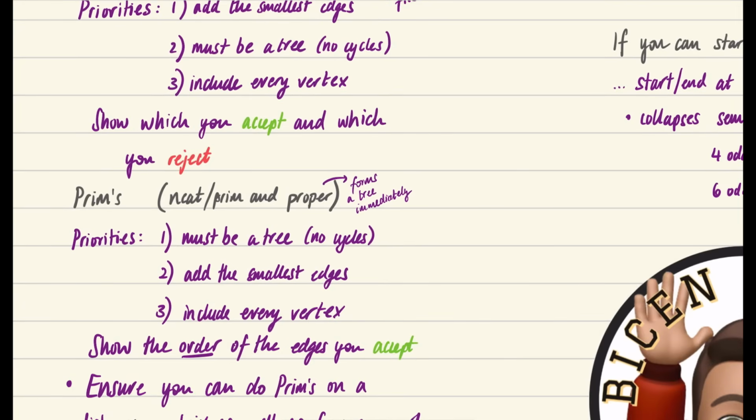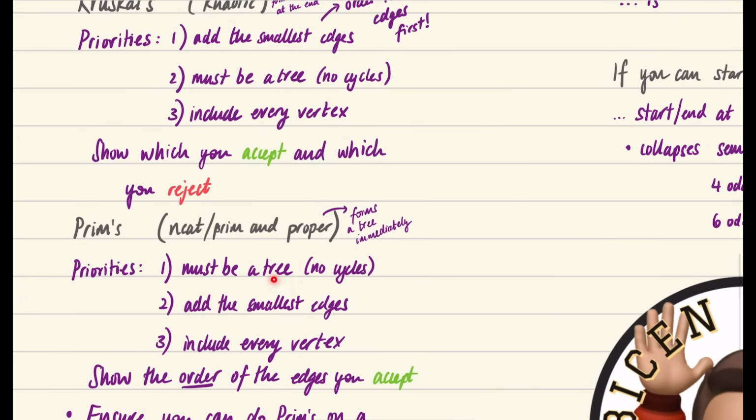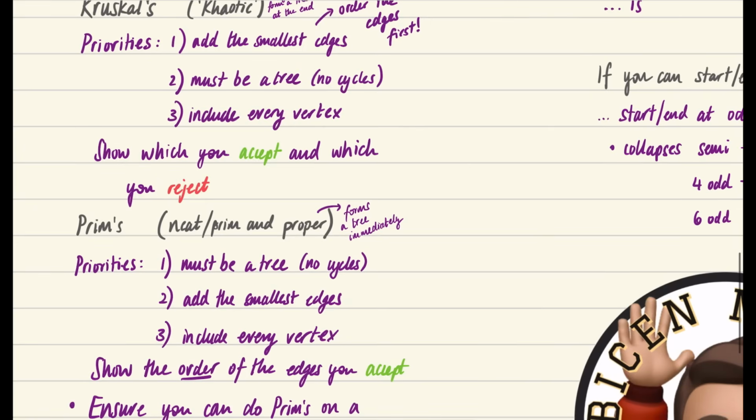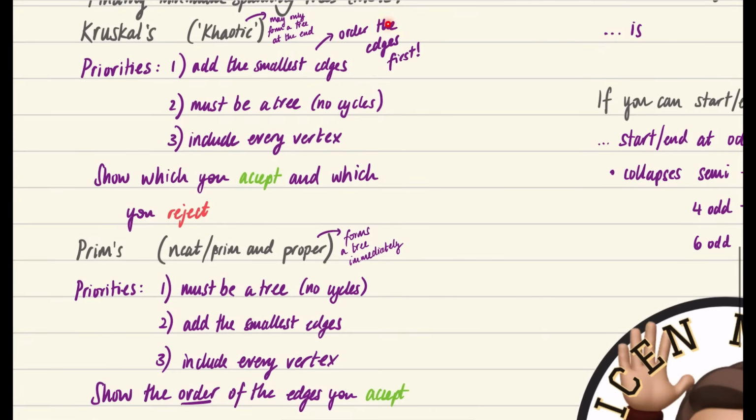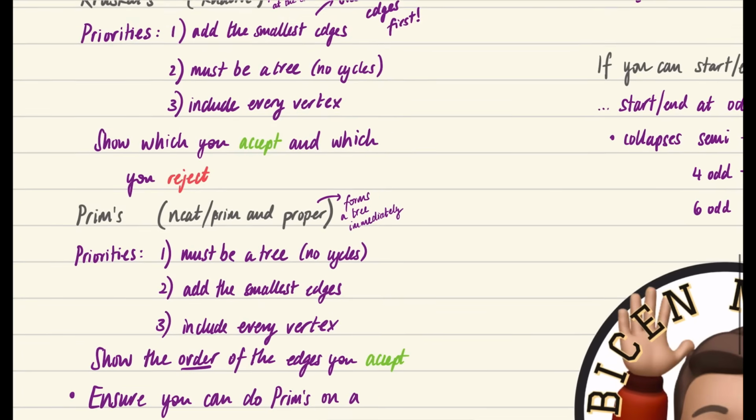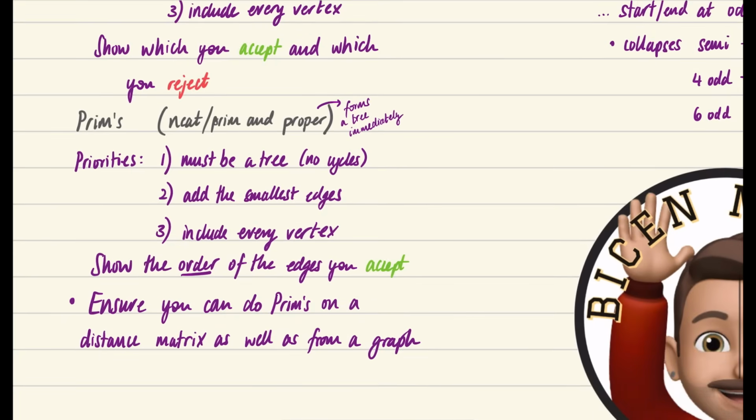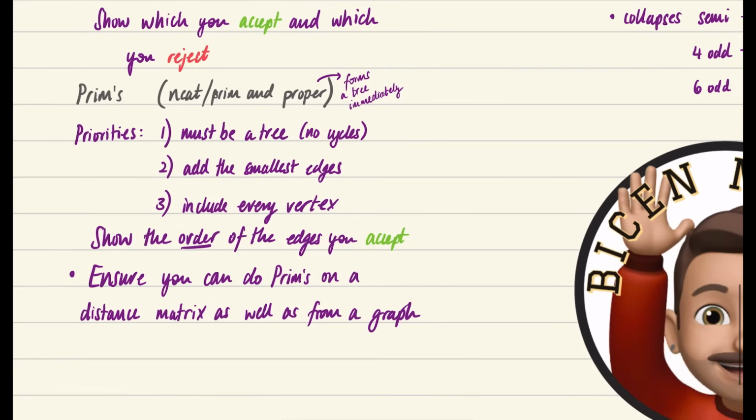Now the advantage of using Prim's is it's actually really easy to do from a graph, because it's just so simple to spot which is the one I should be using next. Whereas with Kruskal's, you want to write all of the edges down and order them. So often Prim's can be quicker. The way that you communicate how you did Prim's is you would write down the order of the edges that you accept. So the order that you write them down is really important, and the examiner will expect to see those as a list.